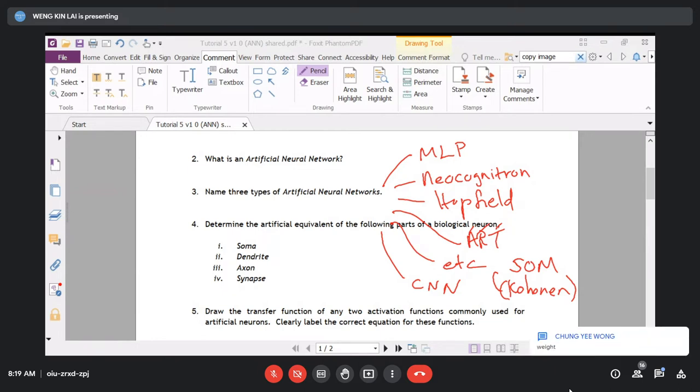Correct, Chung Yi, good. Hangxiang, that's the answer. So the synapses are the weights. Basically, it represents the weights. Synapses actually control the interconnection in our brain, so that we can remember things, we can do things. We know how to lift the arms or things like that. Okay, thank you both of you.